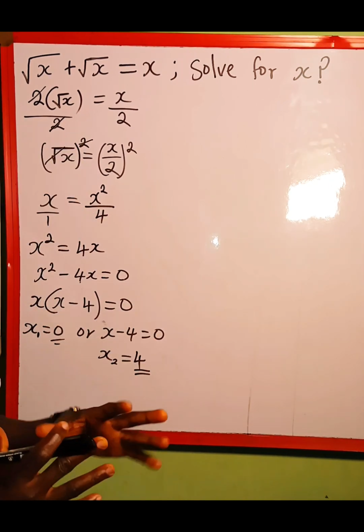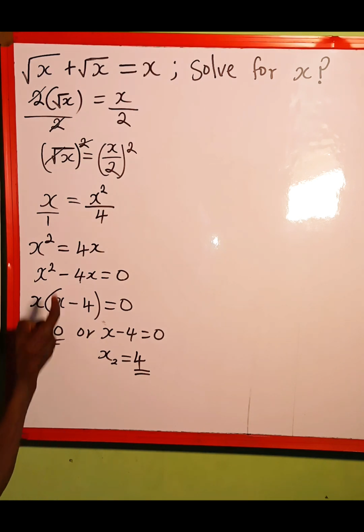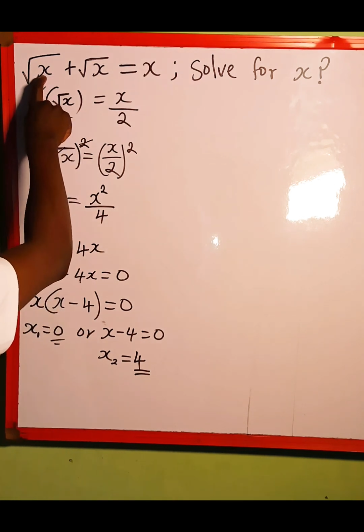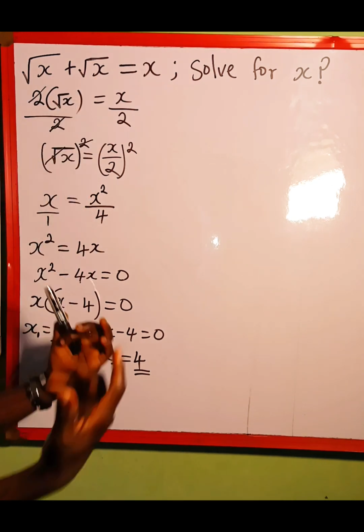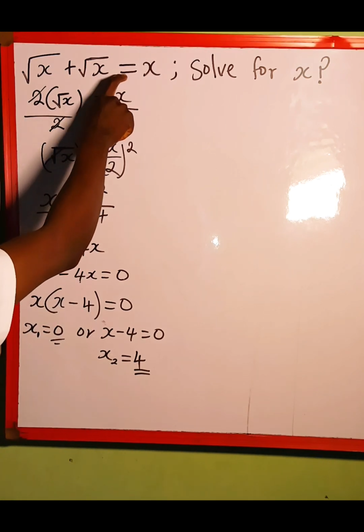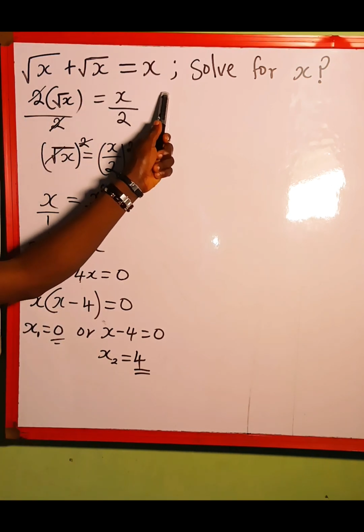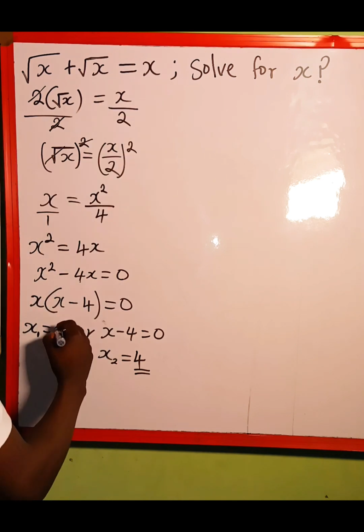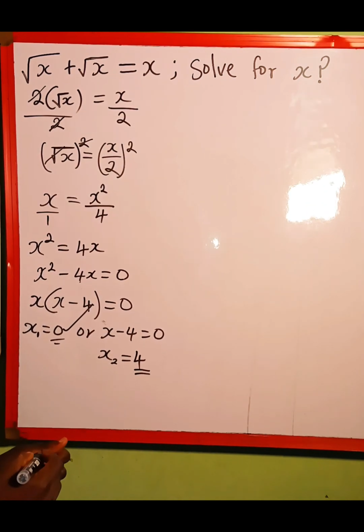For you to make sure that the answer is correct, when we plug in 0 here, square root of 0 plus square root of 0, when you take the square root of 0, is the same as 0. So 0 plus 0 is going to give us, when you substitute 0 here, everything will be 0. So that means this first value satisfies the equation. Now let's use the second value.